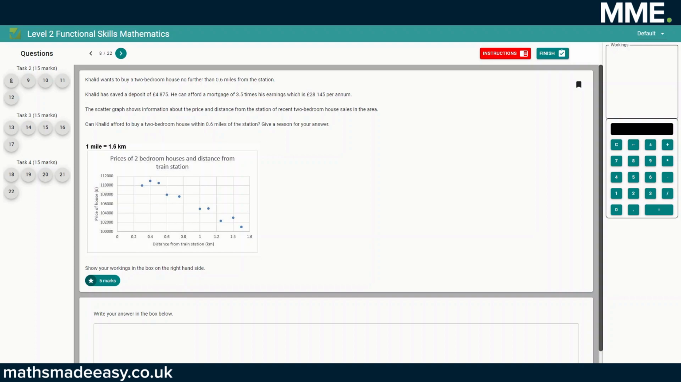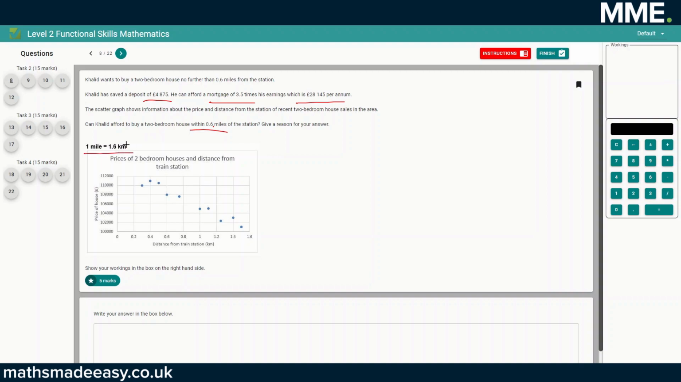We're told that Khalid wants to buy a 2-bedroom house no further than 0.6 miles from the station. We're also told that he's saved a deposit of £4,875 and the mortgage he can get is 3.5 times his annual salary. We're given a scatter graph with some information about the house prices and corresponding distance from the train station for recent sales of 2-bedroom houses. What the question's asking us to determine is whether Khalid can afford to buy a 2-bedroom house within the desired 0.6 miles of the station.